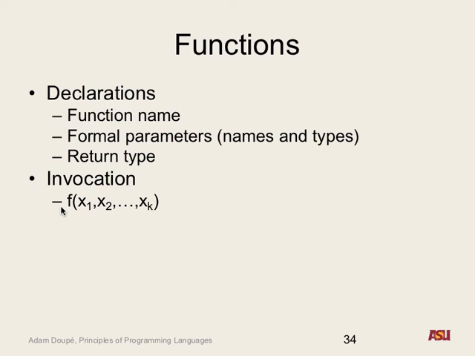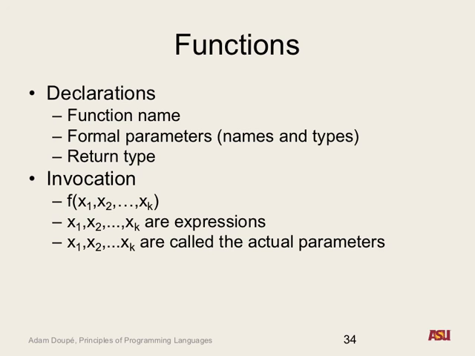Here we're invoking a function called what? F. We're passing in parameters x1, x2, all the way to xk, where x1, x2, and xk are all expressions, right? Do you have to always pass variables into functions? No, you can pass foo x plus 1, right? And it means at runtime, evaluate x, add 1 to it, and pass it in as the first parameter of this function, f.